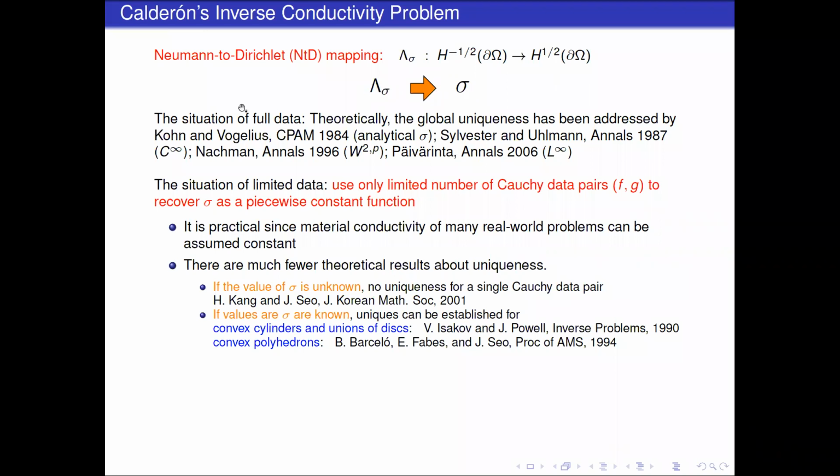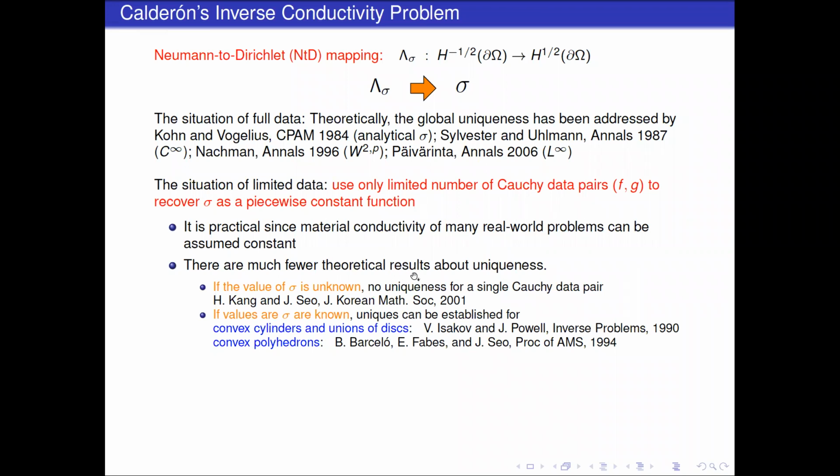In this case, the so-called full data situation, uniqueness has been established by many nice articles. But in our case, we assume there are only very limited Cauchy data pairs available, which are not sufficient to get a good approximation to the NtD mapping. This is a little bit challenging because even the theoretical uniqueness may not be completely known.